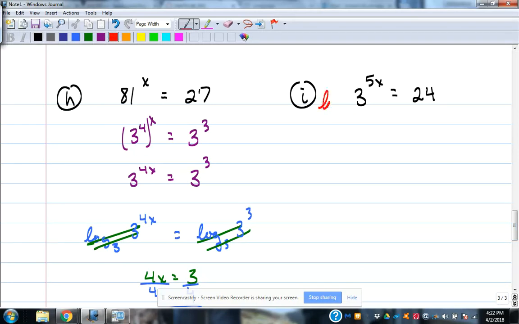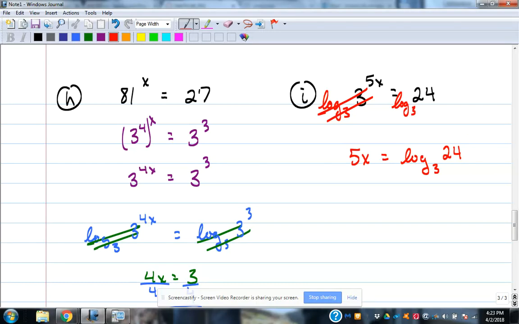So if we do log base 3 of each side, that side they cancel out. Give us 5x. On the other side, I've just got log base 3 of 24. Log base 3 of 24 is a number. It's a big, long decimal number. Not a big number, a decimal number. It's got a lot of digits.